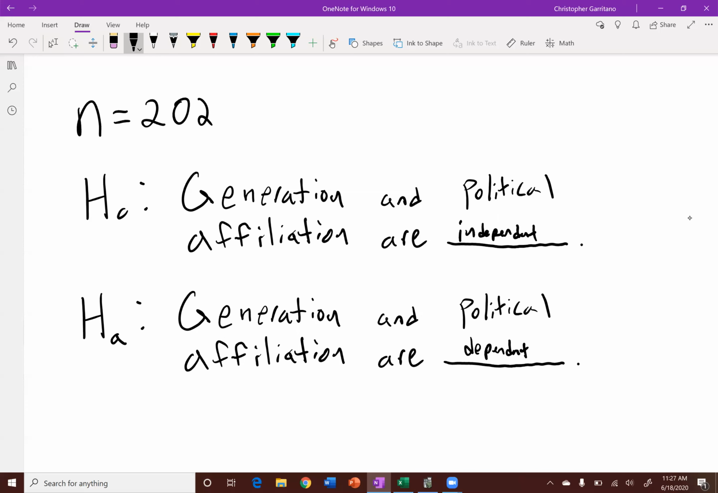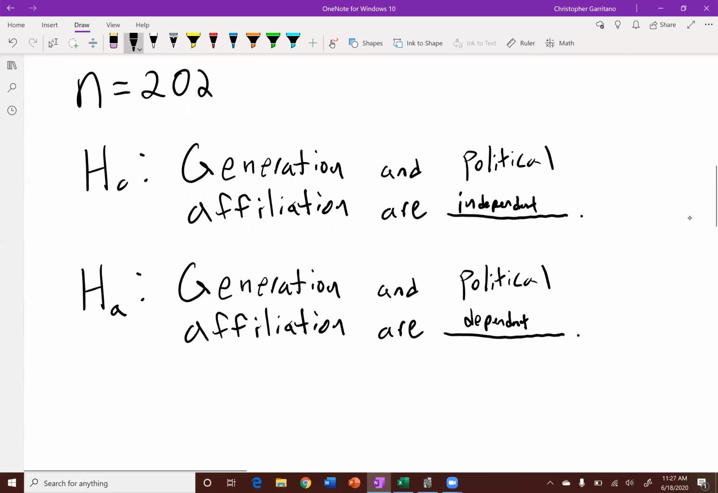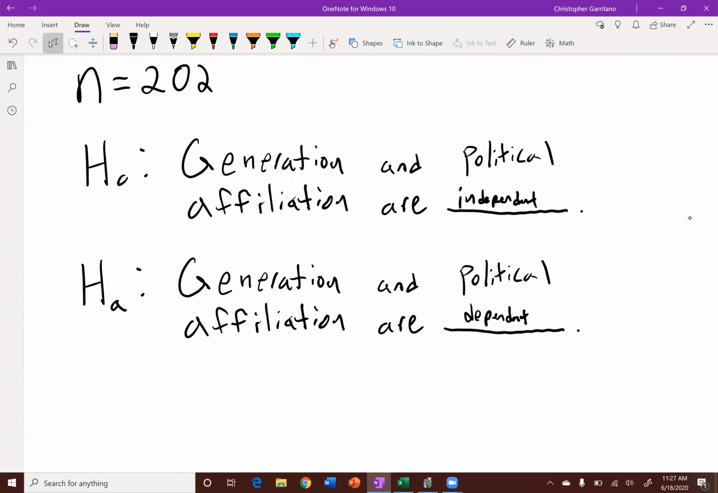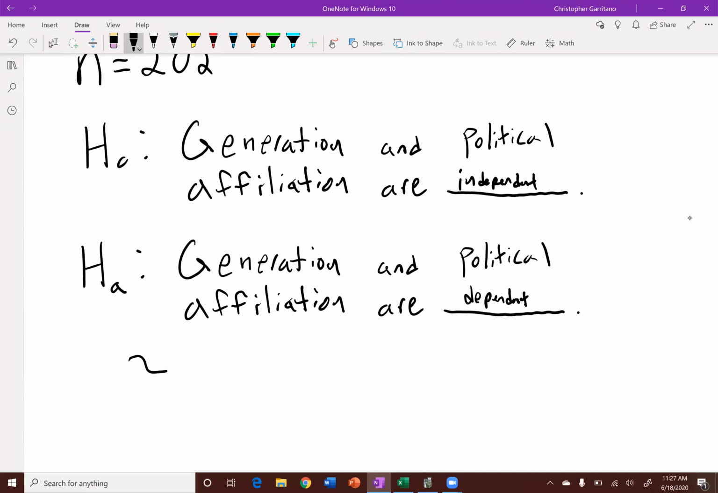So the onus is on us to try to disprove the null hypothesis and collect evidence to see if we can support the claim that generation and political affiliation are indeed dependent on one another. So that's how we are going to state the hypotheses on this type of test. And once again, this is called a chi-squared test of independence.